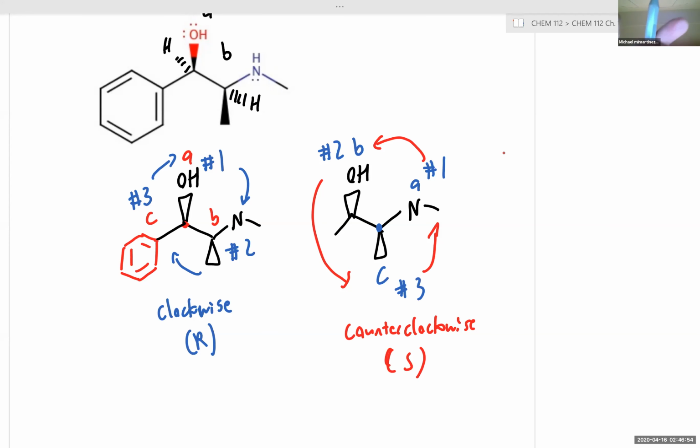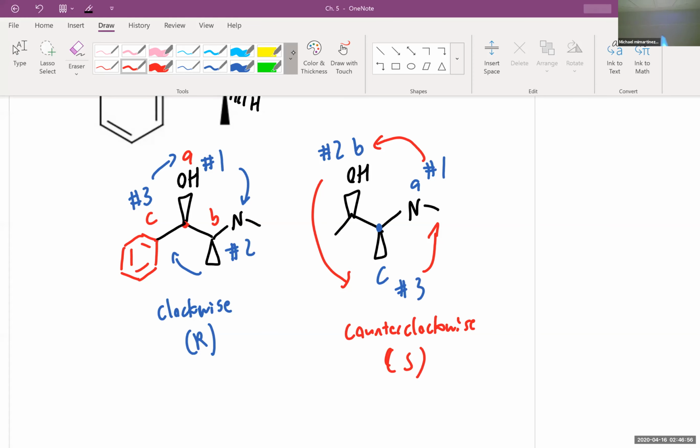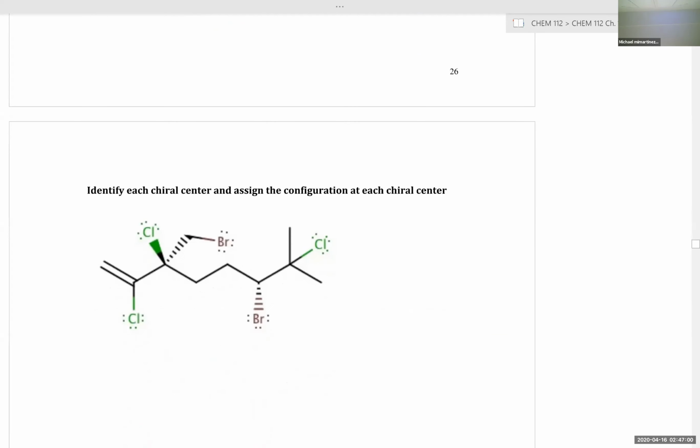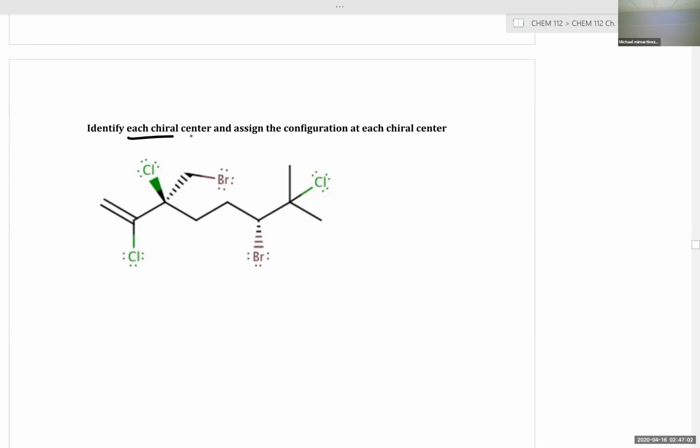Okay, perfect. So let's keep going with a few more examples. In this case, I'd like you to identify each chiral center and then assign the configuration at each chiral center. And we'll resume, and don't be shy to type your answers in chat, and I'll be taking a look at chat periodically to check to see how everyone's doing.